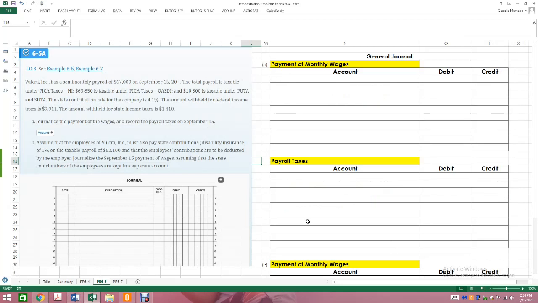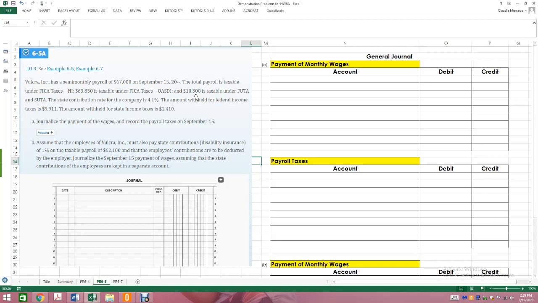Okay, moving along, we're going to follow with problem 65A. Volcker has a semi-monthly payroll of $67,000. So we pay various employees a total of $67,000 as of September the 15th. The total payroll is taxable under FICA taxes for HI purposes. $63,850 is taxable under FICA taxes OASDI. And remember, there are limits for the OASDI, so that's why not all of it is taxable. And $10,300 is taxable under FUTA and SUTA.